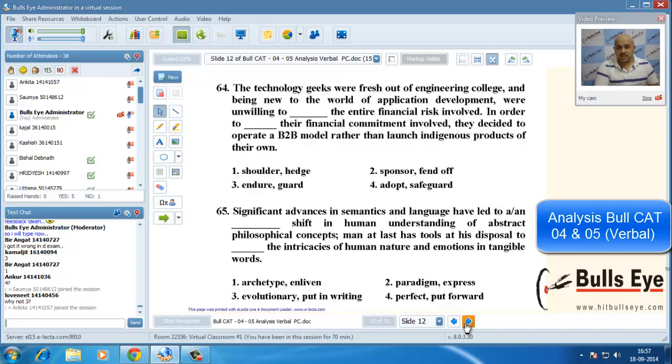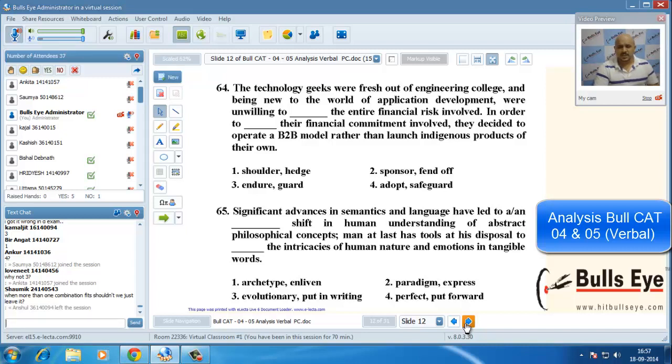The technology geeks were fresh out of engineering college and, being new to the world of application development, were unwilling to dash the entire financial risk involved. So a simple word should fit here. They were unwilling to take the entire financial risk. So that is something that goes in my mind. Then I read further. In order to dash their financial commitments involved, they decided to operate a B2B model.